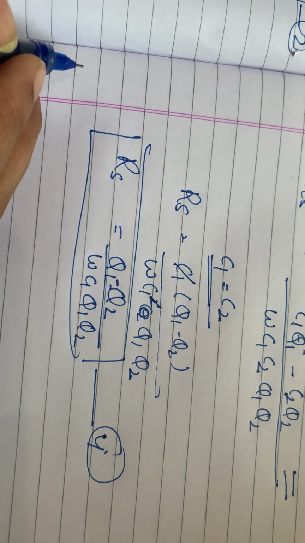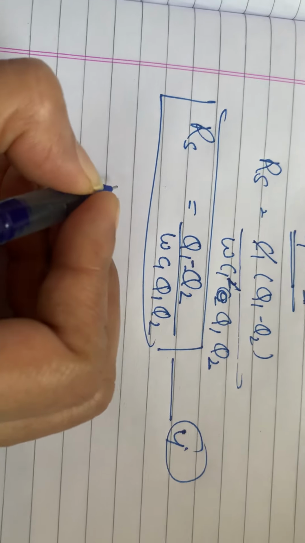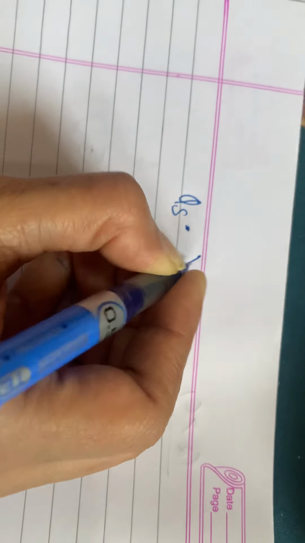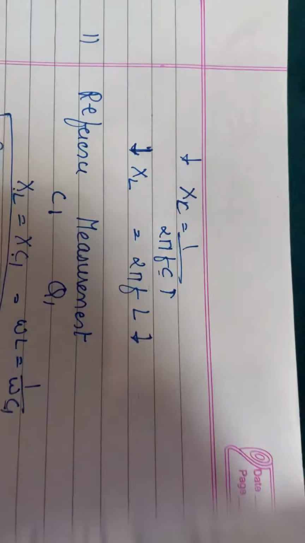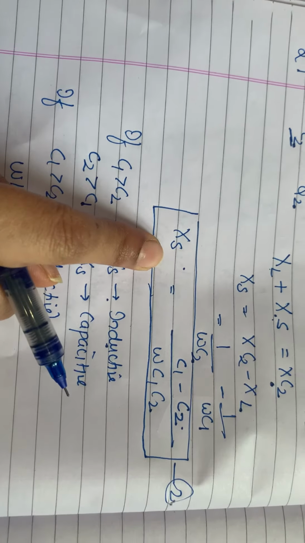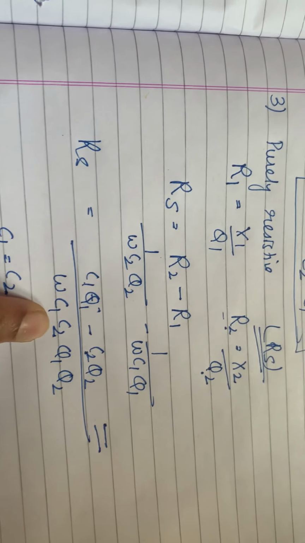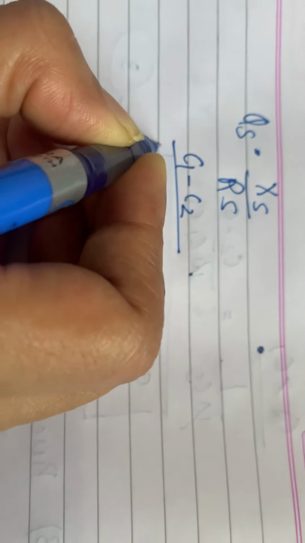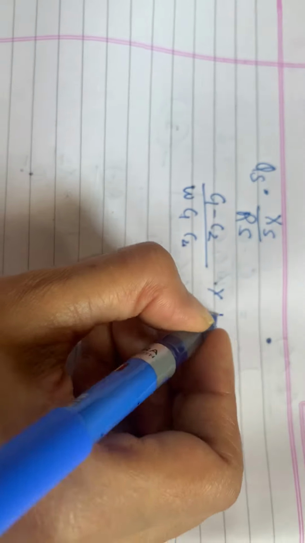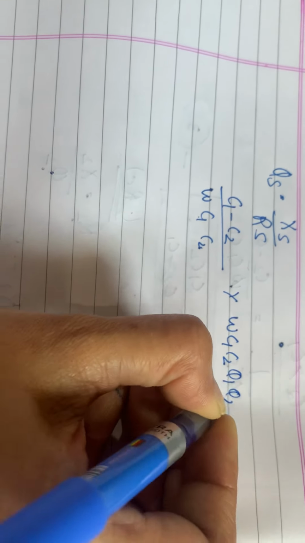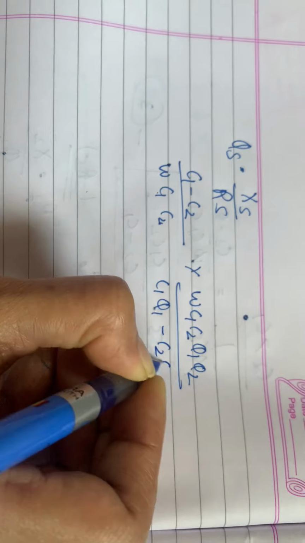So after finding out this, the last important point left is how to find out the value of Qs, the quality factor of the unknown impedance, which is very, very important. So we know that Qs is equal to Xs upon Rs. We already have the equation of Xs. Look here. And the equation of Rs which we are going to use is the basic one. This one. So just using these two equations and simplifying, we'll first write the equation of Xs, then substitute Rs. We'll get omega C1 C2 Q1 Q2 upon C1 Q1 minus C2 Q2.